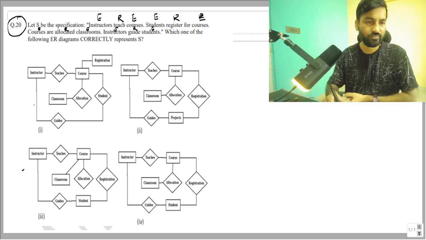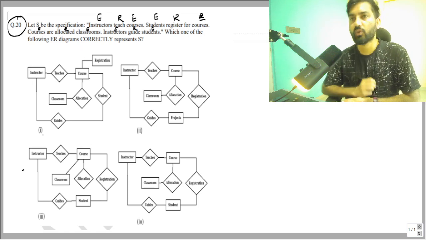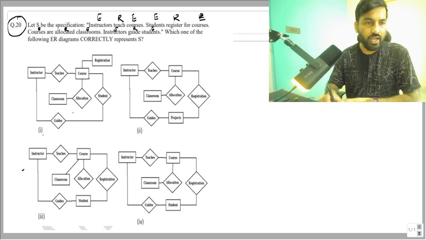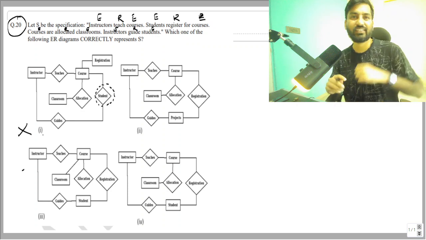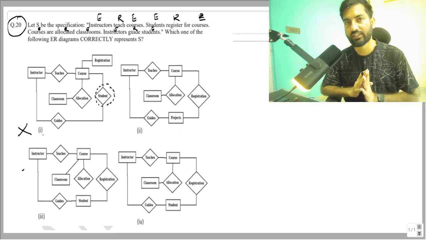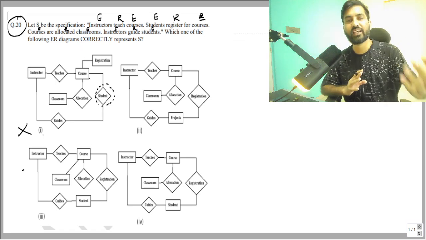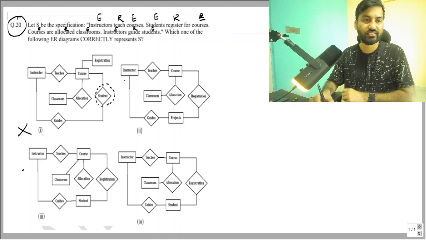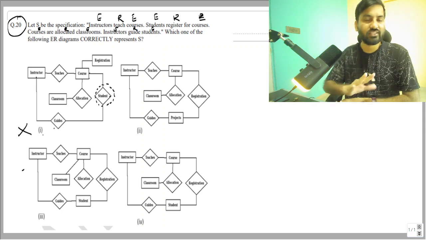Now look at the very first model. Instructor and the course, that is fine. And notice here that they have given student as the relation, that is wrong. So this cannot be correct, the first model is not correct, guys, because they have represented student with the help of a diamond shape, which means there is a relation. So the first option is straight away eliminated.